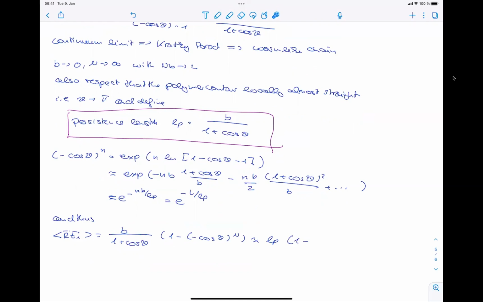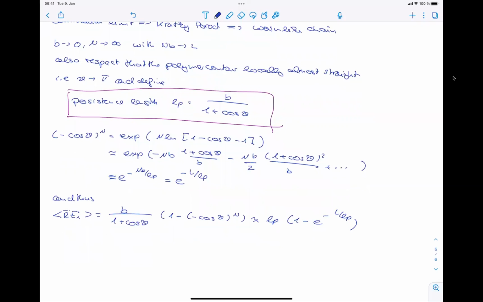And sorry, let me just quickly correct this. So this used to be a big, should be a big capital N. This doesn't make sense. One more. Otherwise, it's not the length. 1 minus e to the minus L over LP.